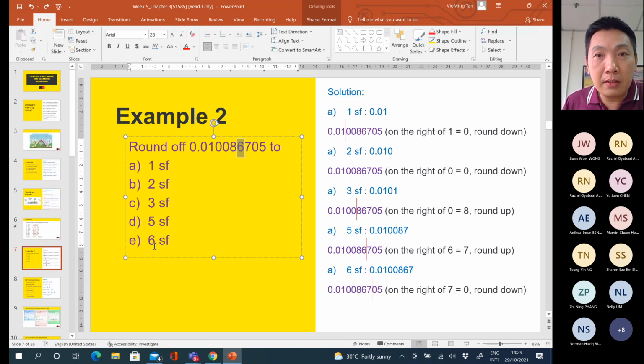Okay, last example. 6 significant figures. So this is 1, 2, 3, 4, 5, 6. This digit is referred to as the 6th significant figure. Now we have to decide whether to round up or round down, depending on the number on the right hand side. The next digit is 0, which is less than 5, so round down. Round down means no need to add any 1. Just ignore the numbers on the right hand side. So the answer is 0.0100867. Okay, done. Any questions?